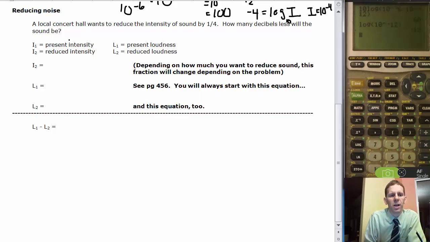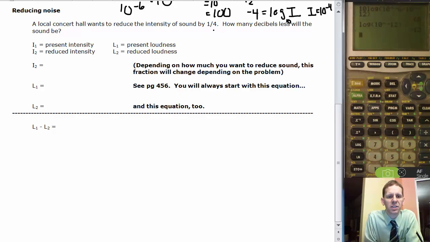Similar problem: a local concert hall wants to reduce the intensity of sound by 1/4. How many decibels less will the sound be? We're going to set a few variables here. We've got a present intensity and present loudness, and we're going to compare it versus a reduced intensity and reduced loudness. Now, first of all, I2, the reduced intensity, is going to depend on how much you want to reduce the sound by. And this fraction will change depending on the problem.